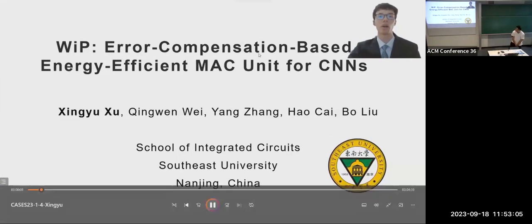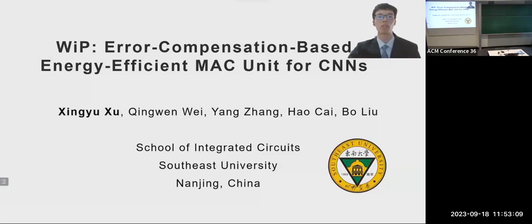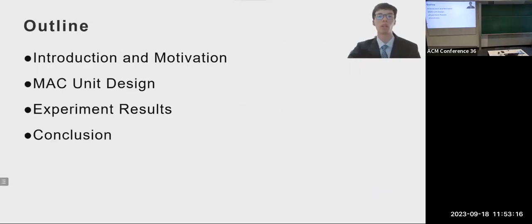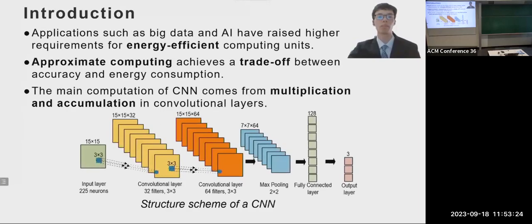China. It is my honor to share my work with you, the title of which is Error Compensation-Based Energy Efficient MAC Unit for Convolutional Neural Networks. My presentation will include the following 4 parts, which are introduction and motivation, MAC unit design, experimental results, and the conclusion. First, let's talk about the introduction.